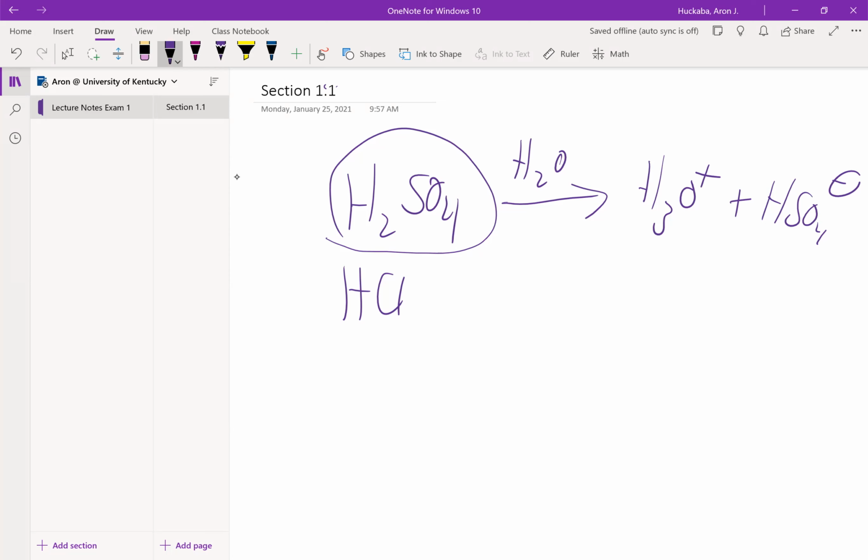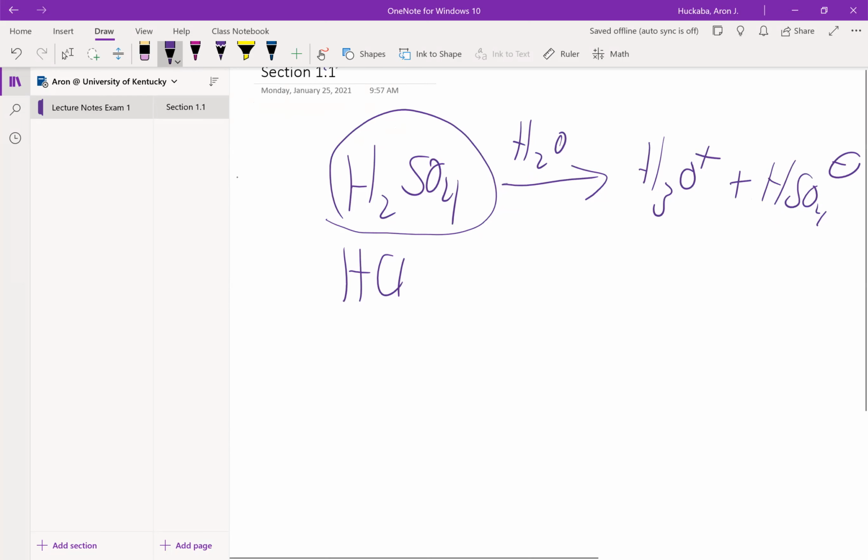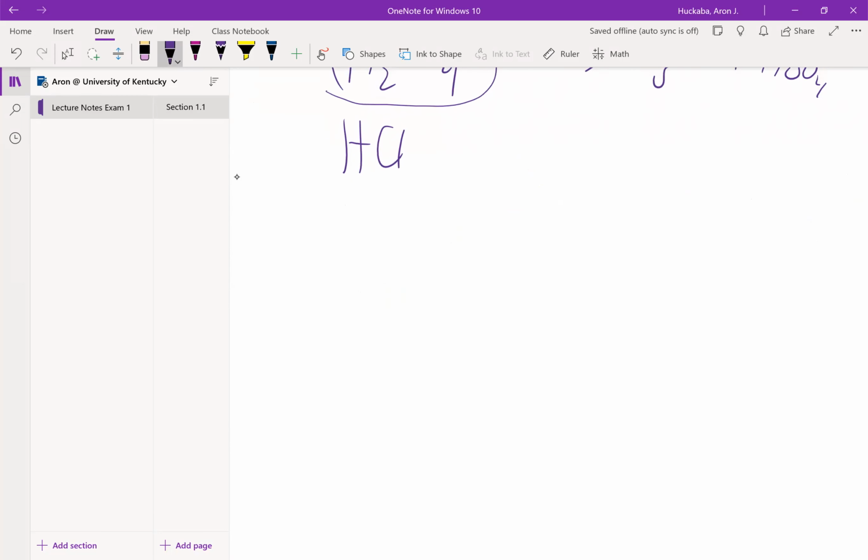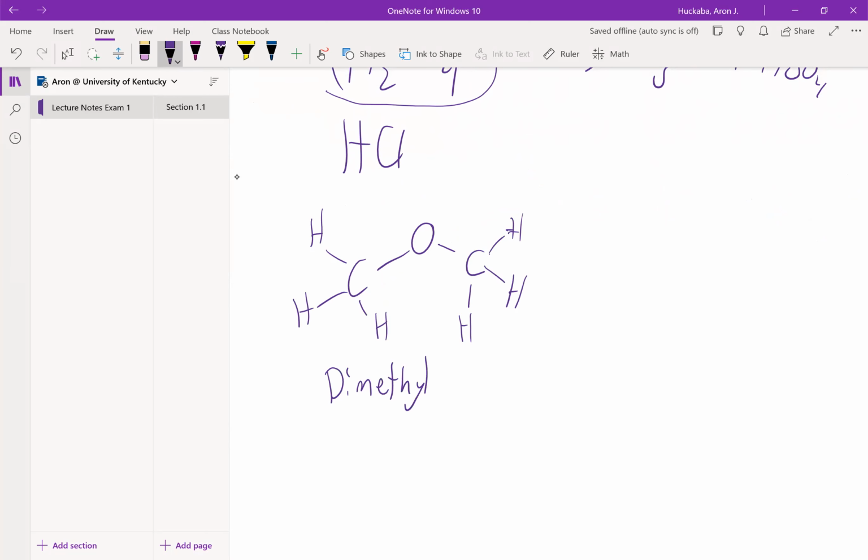However, in organic chemistry, we've totally changed our mindset because if you have two similar molecules, here I'm drawing dimethyl ether, so named because there are two CH3 groups attached to this oxygen. And I also draw ethanol, which is a favorite molecule of some.